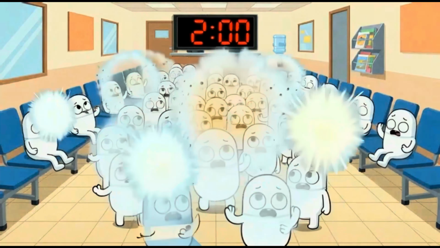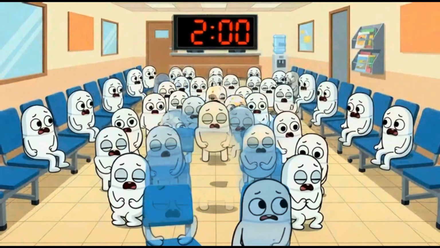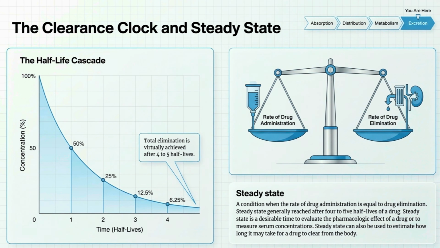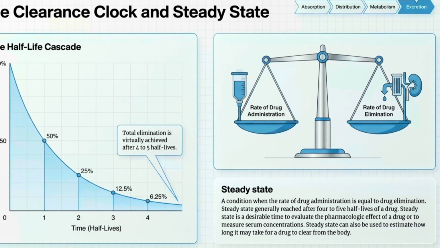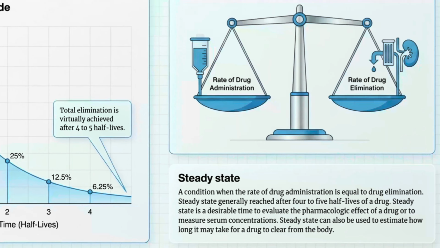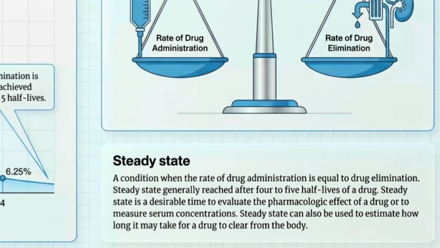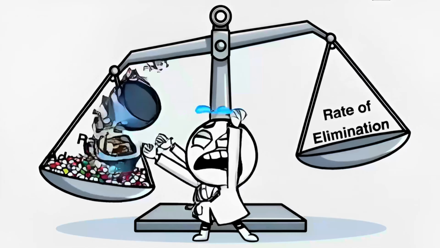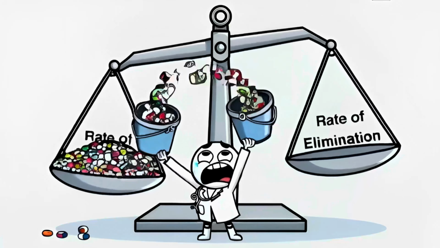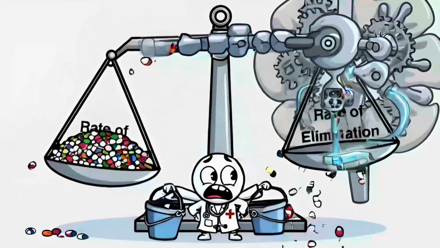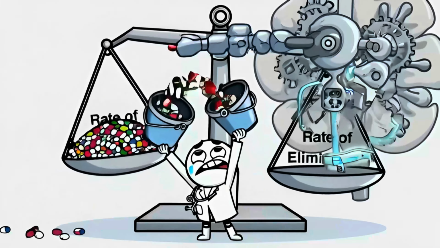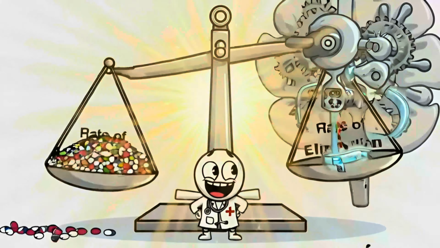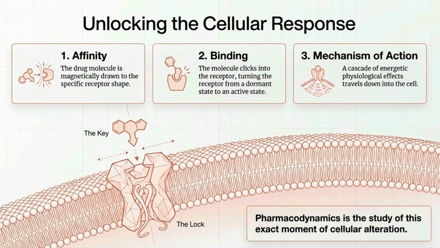But what if we don't want the drug to disappear? What if the patient needs continuous treatment? That brings us to the holy grail of clinical dosing, steady state. This is the condition where the amount of drug you are putting into the patient perfectly matches the amount of drug the kidneys are taking out. When administration equals elimination, the scale balances. Just like total clearance, it generally takes 4 to 5 half-lives of consistent dosing to reach this steady state. Once you are there, the drug levels remain stable, making it the perfect time to draw blood and measure serum concentrations. Our drug has finally survived the epic macro road trip.